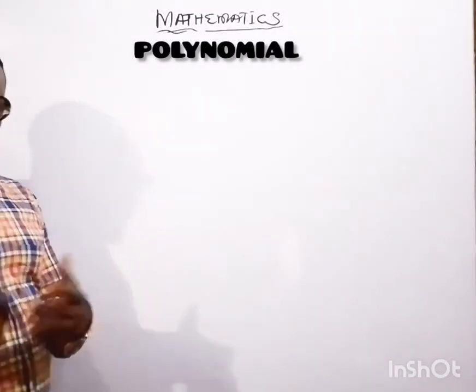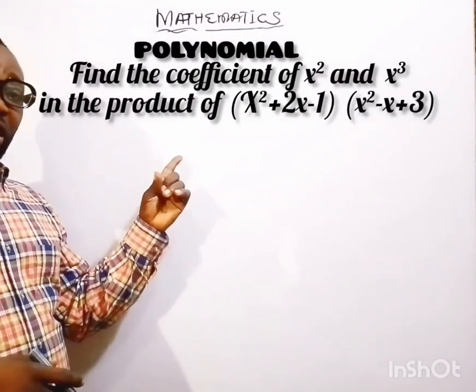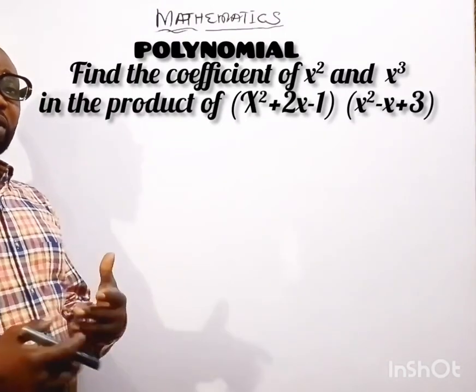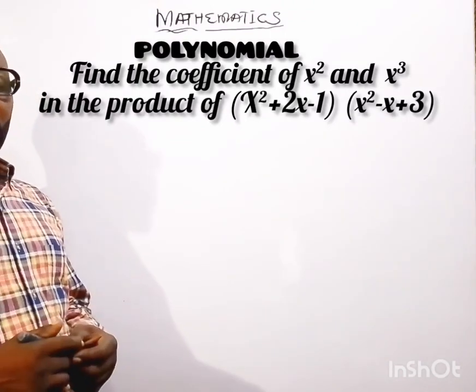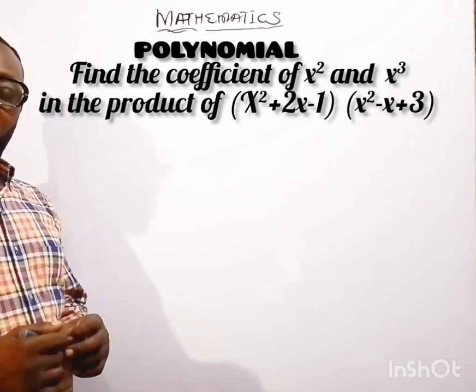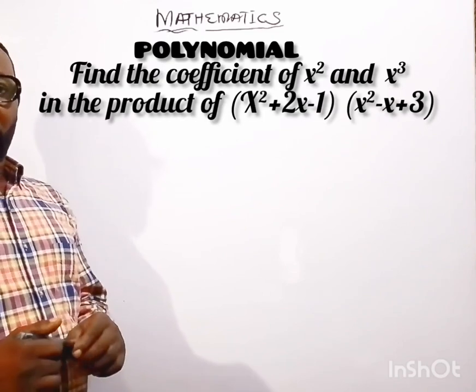Question A is also on the multiplication of a polynomial. We are asked to find the coefficient of x squared and that of the coefficient of x cubed.